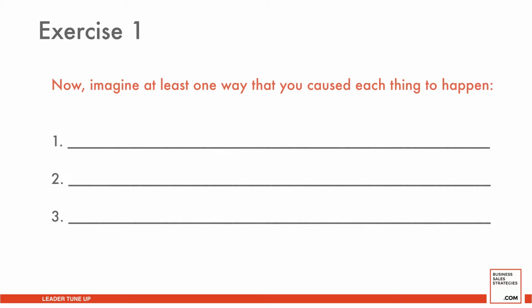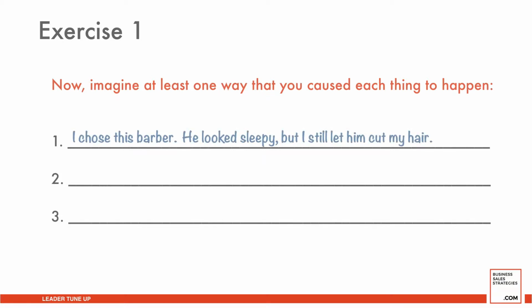Now, let's imagine at least one way that you caused each thing to happen. So, for example, I chose this barber. He looked sleepy, but I still let him cut my hair. Follow this pattern for all 3 events. And again, be sure to read your answers out loud.